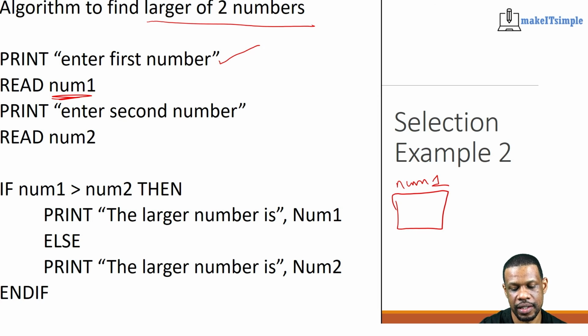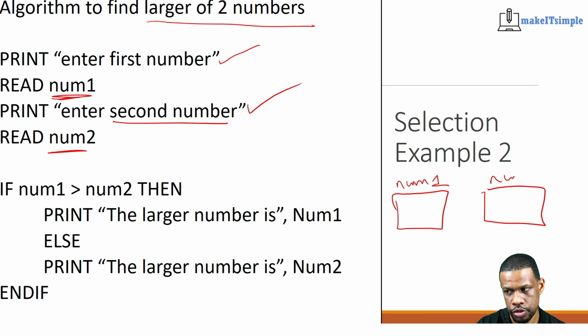And then I say enter second number. The person is going to see this and then read num2. So the computer is going to create a box for num1 and create a box for num2. Now the user of the program, remember, you are not the user of the program, you are the creator of the program, you are the one giving the instructions. Because you are the one giving the instructions, you're going to try to make sure that it's as clear as possible. So the user enters their first number. Let's say the person puts in a number of 7. And then the second number, they put in a number that is 2.